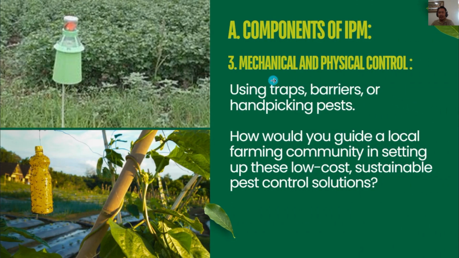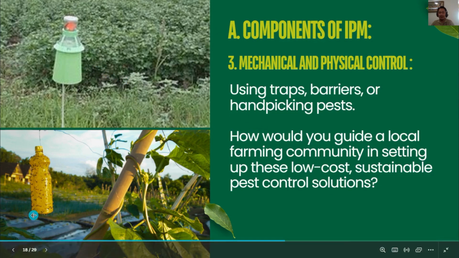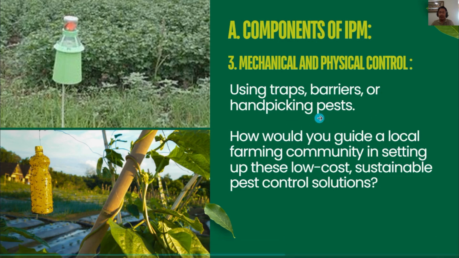And also we have mechanical and physical control. So we have traps, barriers, or hand-picking pests. And I also saw a video abroad, where the mechanical trap that they are using captured a lot of bugs. And you know what? The insects that they captured are a very good source of food for their chickens. So they save a lot of resources at the same time, converting those insects into an important resource to feed their chickens. So it's only a matter of being creative and ingenious in using the materials that we have.